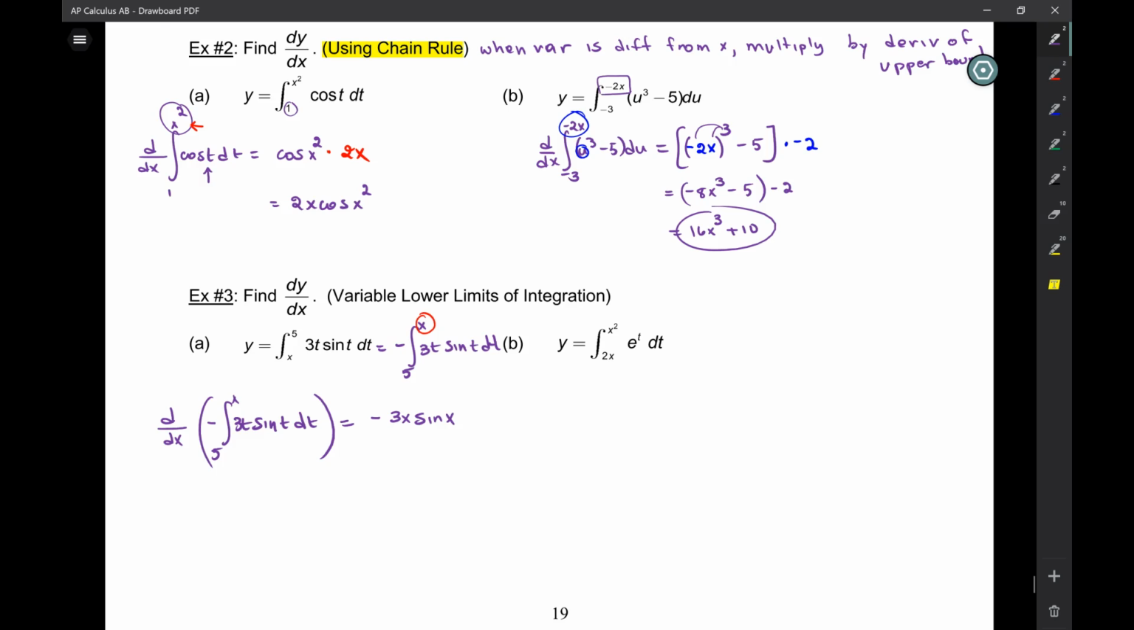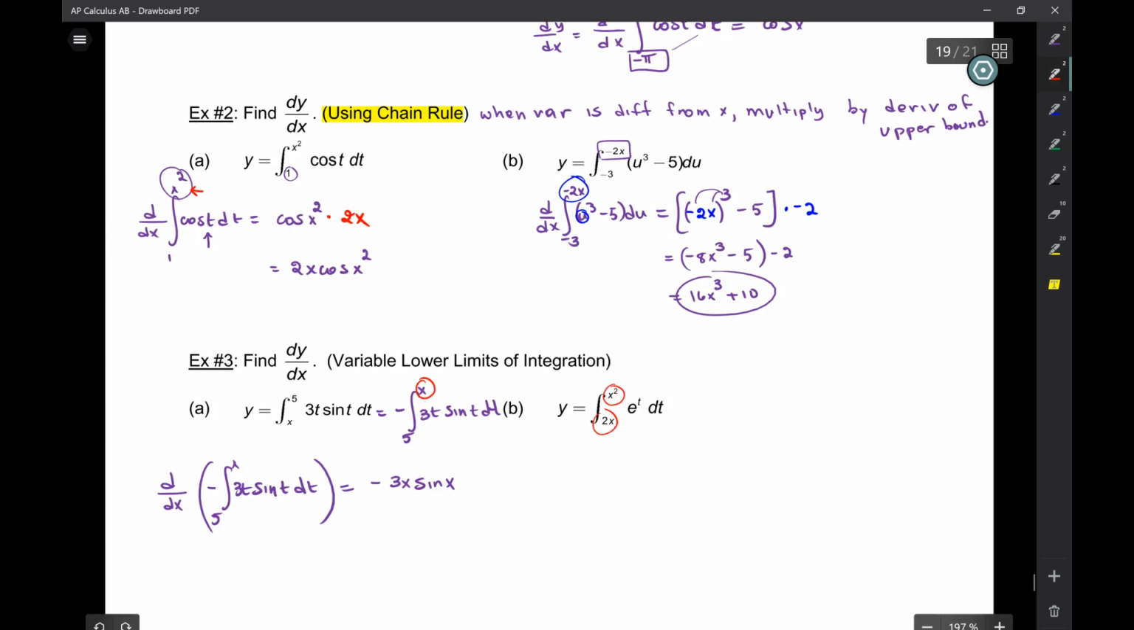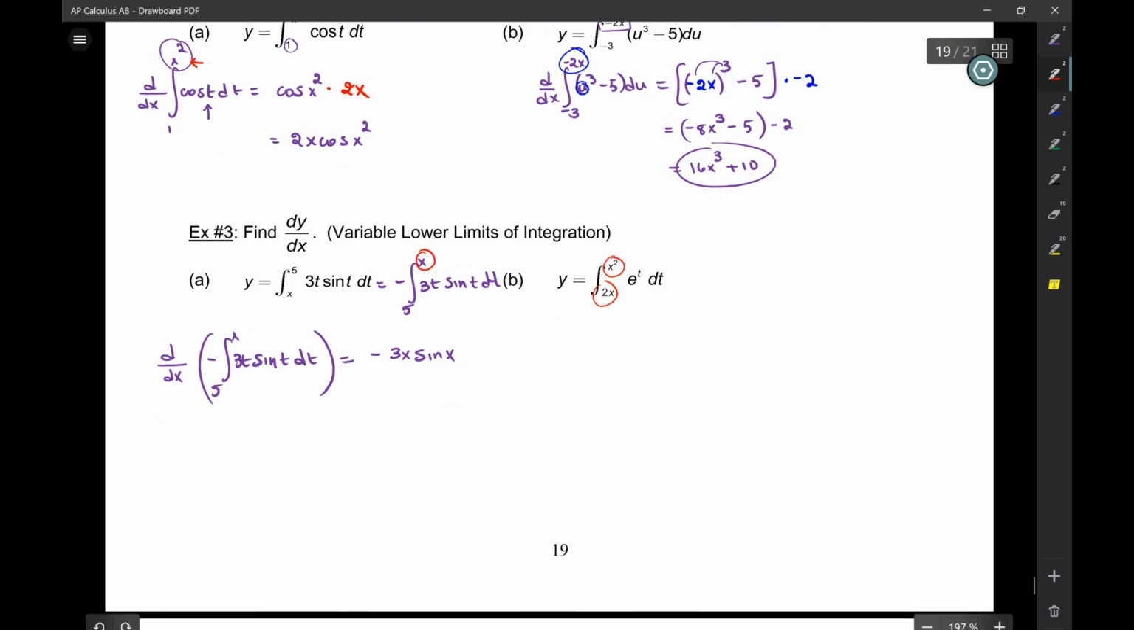Now look at the next one. The next one's a little bit more complicated. Why? Because there are two variables as the limits of integration. You can't have that, right? Well, we're going to split it. The issue here is you can only have one variable as a limit. So what we're going to do is split it into two regions.